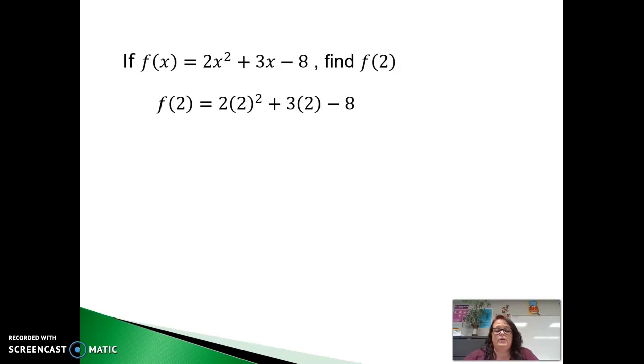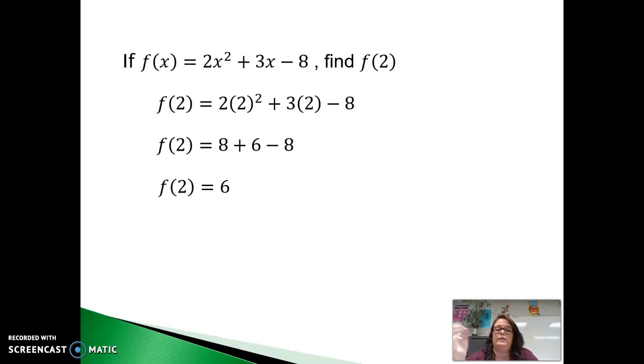So take a moment to get your calculator out or work this out a little bit, pause the video if you'd like, and see if you can come up with this answer. So 2 times 2 squared is 2 cubed, that's 8. 3 times 2 is 6, and so we end up with 14 minus 8, which is 6.